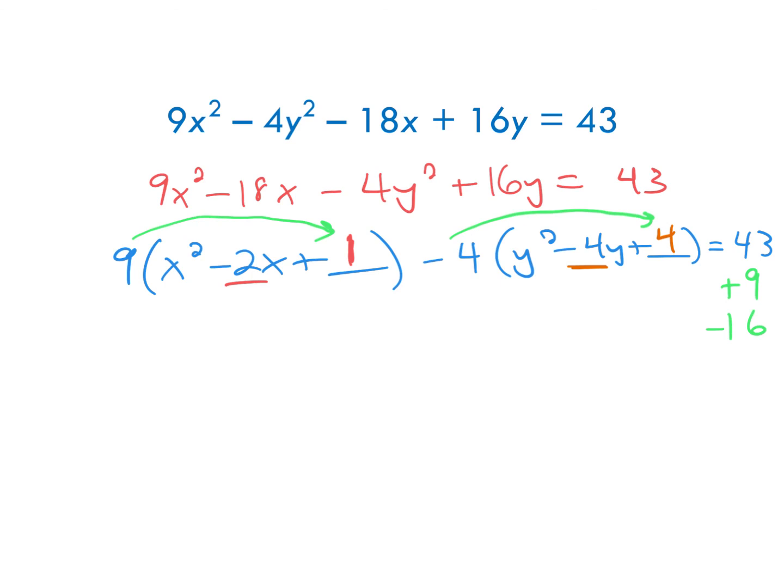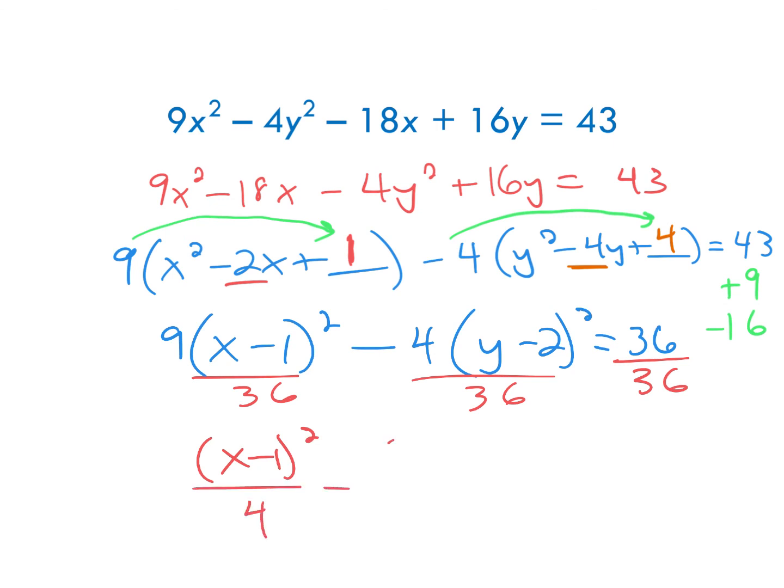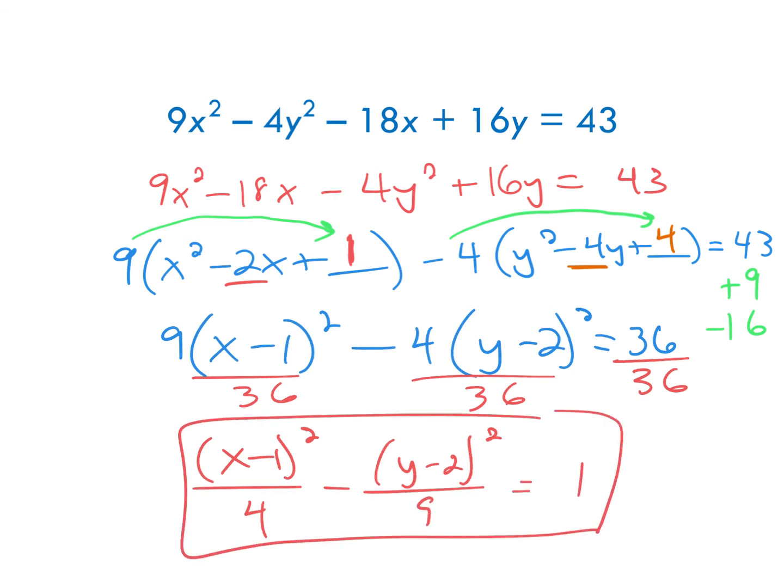So the first term becomes 9 times the quantity x minus 1 squared. And the second term is going to be 4 times the quantity y minus 2 squared equals, if I add all those up, 52 minus 16, which ends up being 36. And to set it equal to 1, which is standard form, you just have to divide each term on the right side and reduce. 9 over 36 can be written as 1 over 4, and 4 over 36 can be written as 1 over 9, and now it's equal to 1, where I can identify my a, identify my b, and identify my center to be able to plot and graph this.